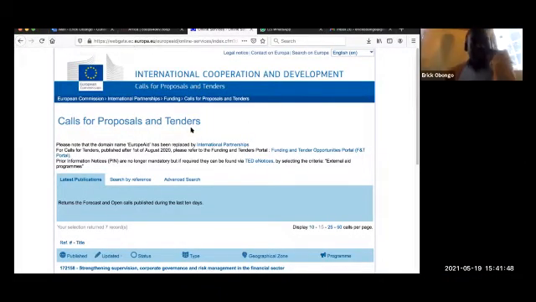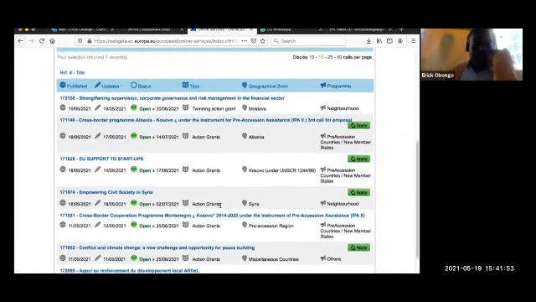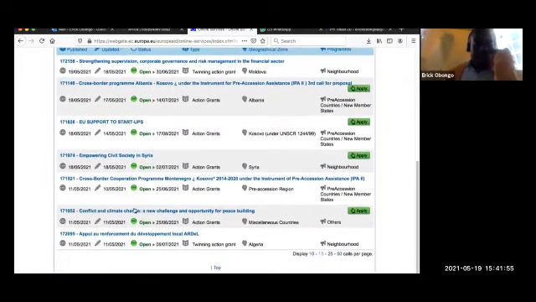So I'm taking you to where we were, and then I'd like us to open one of the calls. Let's open this one, 1952, which is touching on conflict and climate change, a new challenge and opportunity for peacebuilding. It's talking of miscellaneous countries. So this is a call for proposal, which is focusing not only on one country, but quite a number of countries and different geographical zones.